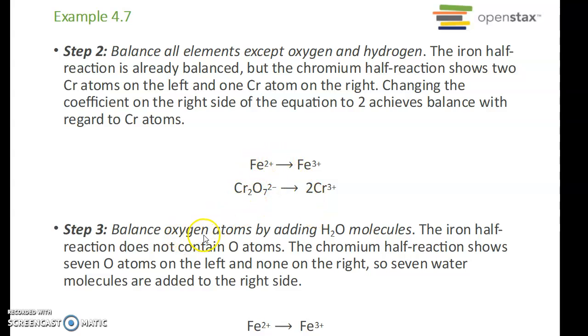You have to balance the oxygen atoms by adding water molecules. The iron half reaction does not contain oxygen. The chromium half reaction contains 7 here, and it contains none on this side. So you need 7 water molecules over here. So this will be Fe2+ going to Fe3+, Cr2O7 2- going to 2 Cr3+ plus 7 H2O.